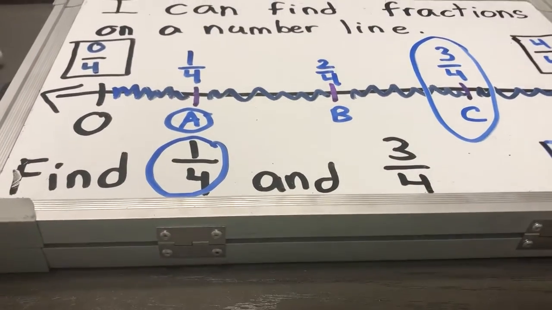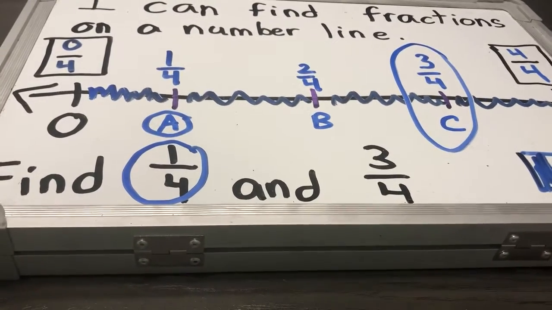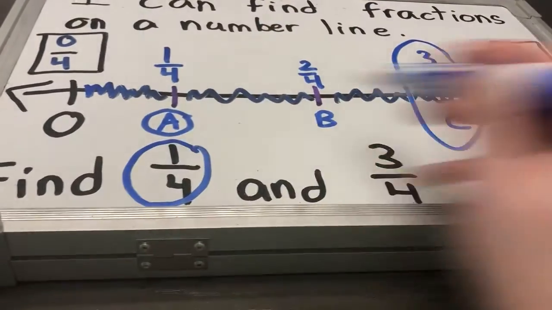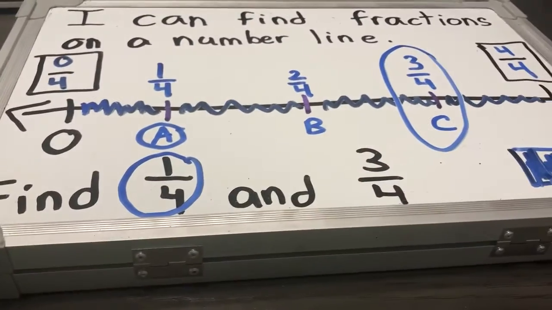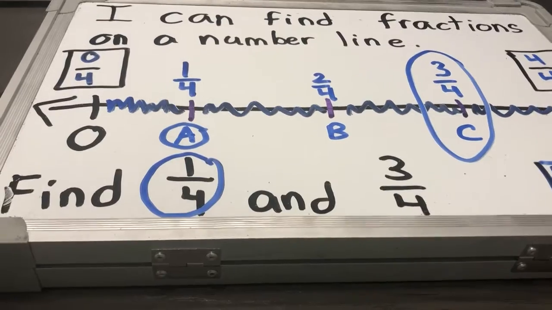Now, if you like to label all of your points with fractions, that's okay. That's a strategy I like to use. And like I already showed you in the beginning, I always like to label my whole numbers because that helps me out. But again, you have the choice to do what you like to do. Okay, we're going to do one more problem.